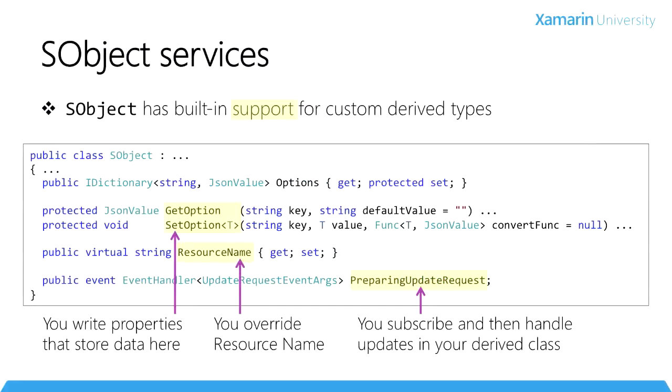As I've mentioned, SObject was designed to be useful for derived classes. If you inspect the object class, you will notice the following. It provides a backing store for the property values. It has a resource name property which is virtual, overridable, and your derived class will manage the preparing update request, hiding the implementation from the consumer of this derived class. This means the SObject class provides enough infrastructure that your custom derived class is typically easy to write but still provides a lot of convenience to the rest of your code.